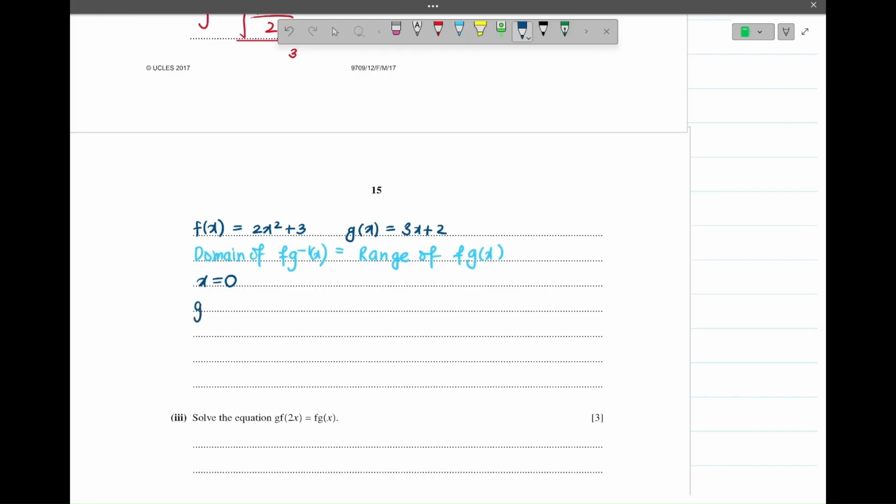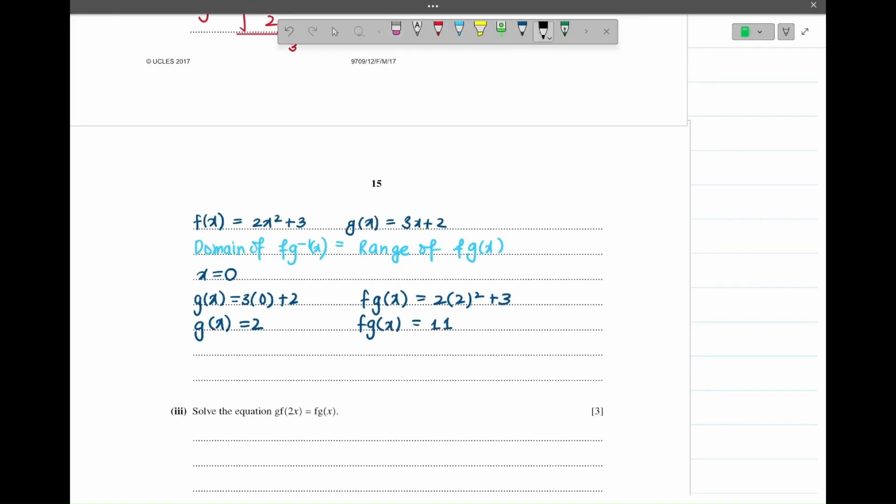So if I put x is equal to 0 into g of x, that's going to be 3 into 0 plus 2. So that's going to leave g of x is equal to 2. Then I'm going to input this value into f of x. So f of g of x is going to be equal to 2 square plus 3. That's going to be 11. And you know that the graph that's going to be forming is basically going to be something like this. You can see that the y values over here are increasing. So you can say that f of g of x is going to be greater than or equal to 11. Therefore, this is basically the range. You have to find out the domain, and you know that the range of this is basically going to be equal to the domain of this. So I'll just write it down as x is greater than or equal to 11.